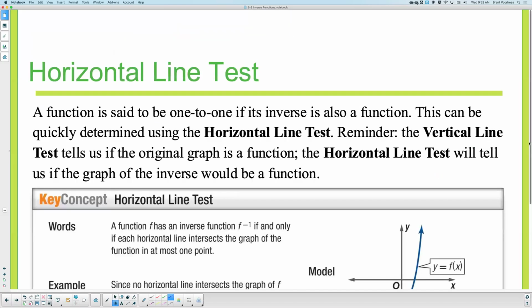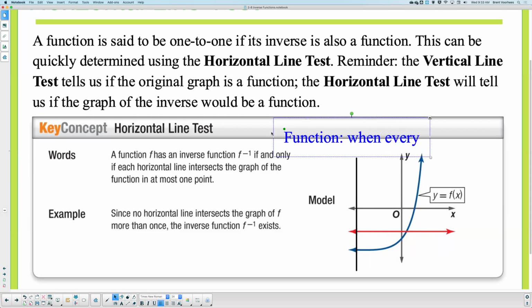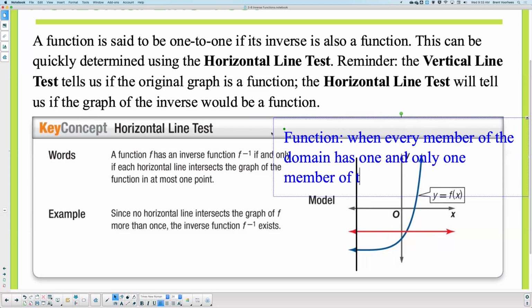So with that, how can you know if an inverse function exists? Well, given a function, usually to determine if a graph itself is a function, we have what's called the vertical line test, where you check to see, can this function pass the vertical line test? If so, what that means is every member of the domain has one and only one member of the range. So this is the function definition I'm giving you right now.